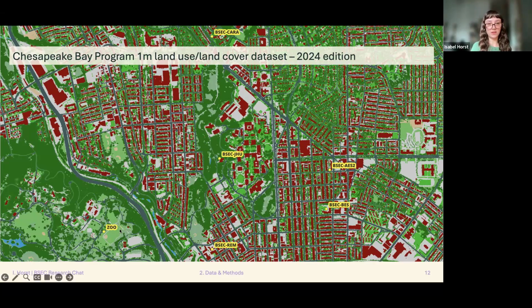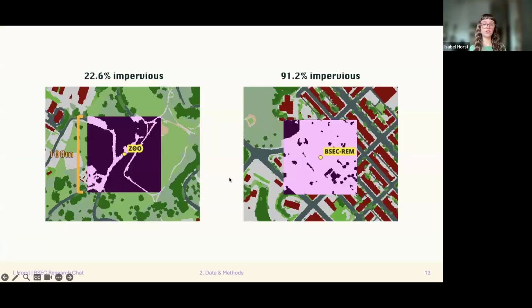So to illustrate what I do with this data set, I'm going to zoom in here on the Zoo station and the Remington station. For each weather station, I just place a 100-meter box around it and take the average of how much of that area is covered by impervious surface cover. So for the zoo, you can see it's generally lower impervious surface cover, whereas the Remington station is very high.